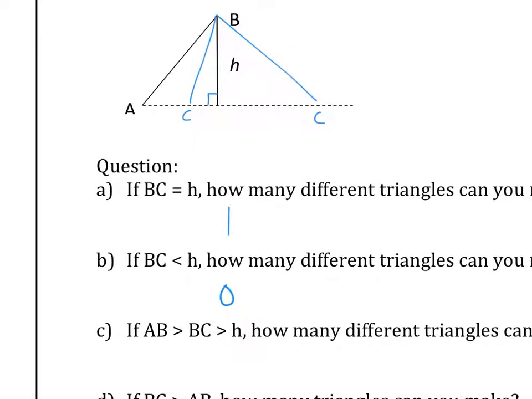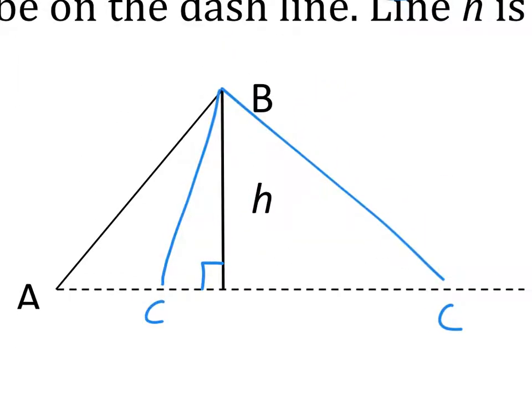If BC is a length between AB and H, how many different triangles can you make? Of course it's infinity, but it's just if it's this length, this very fixed length that I cannot change. That's just the question. If BC is this length I cannot change, how many ways can I make this triangle? Two. Why? Let's look at this.